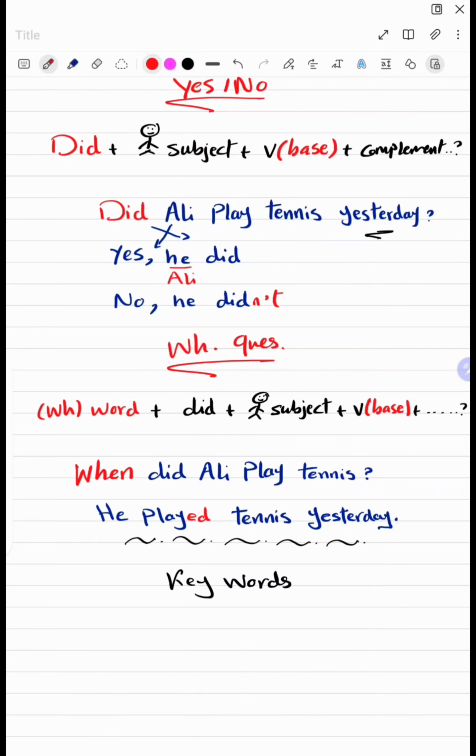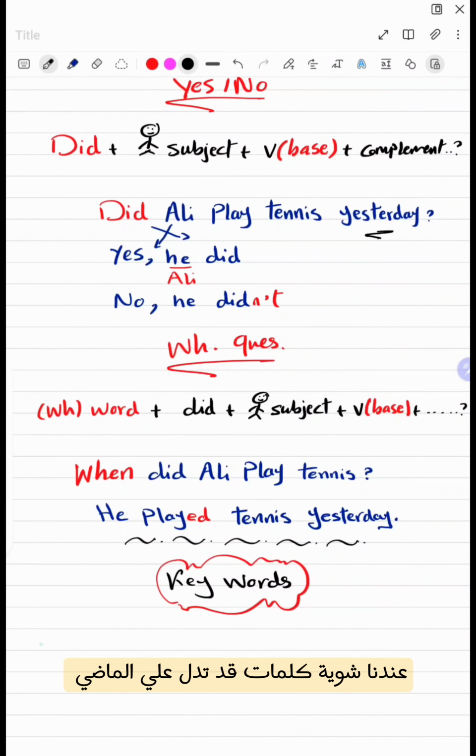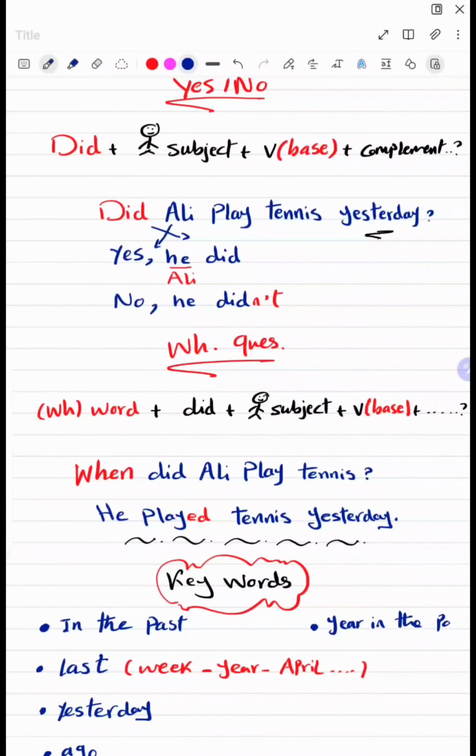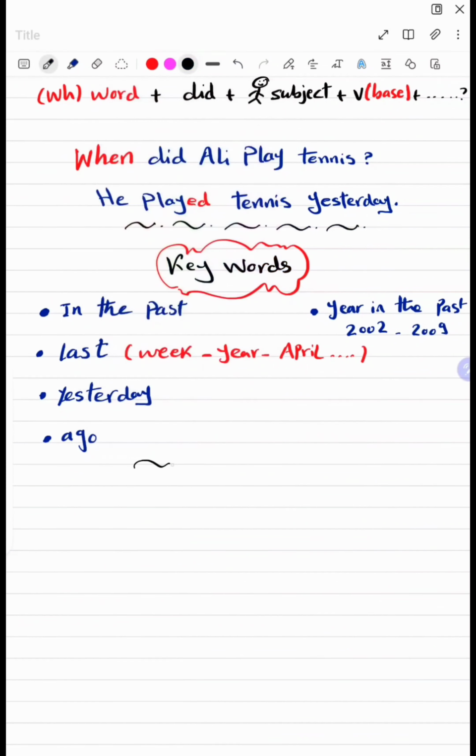Okay, so what about the keywords? We have some words. If we find them, they express the past, and we say that this is the past simple tense, such as in the past, maybe last week, maybe last year, maybe last April, anything. Maybe we can say yesterday. Of course, it expresses the past. Maybe a year in the past, like 2002, 2009. All these things express something that happened and finished in the past.